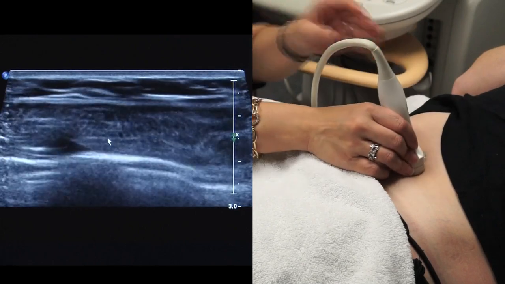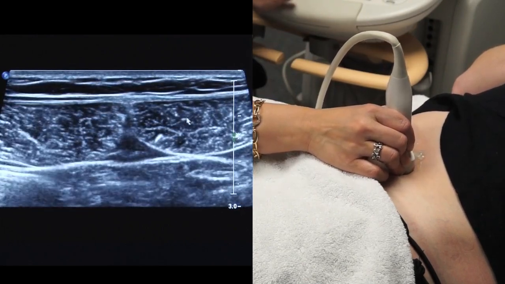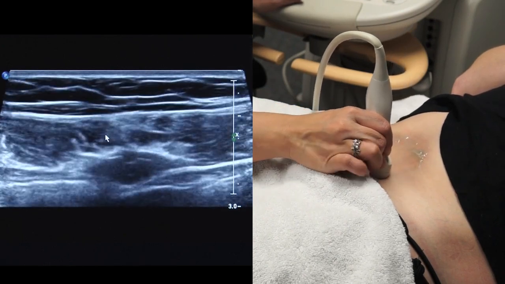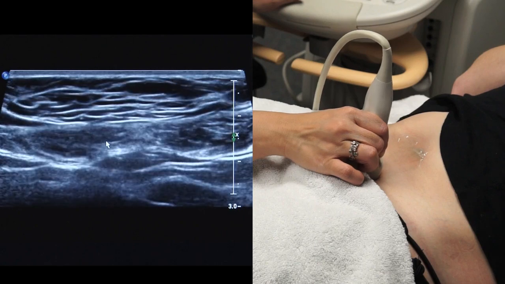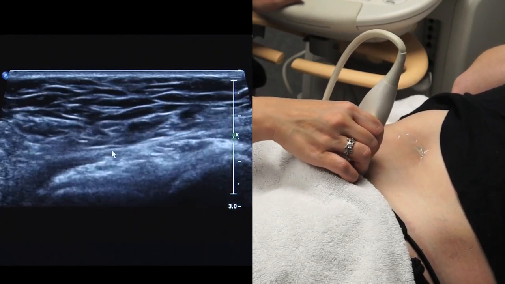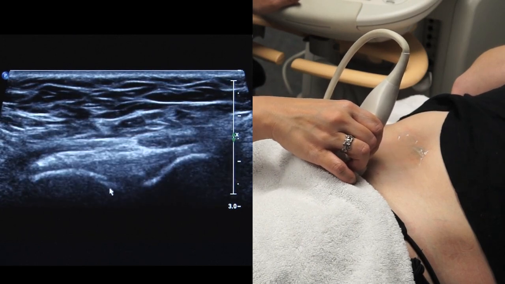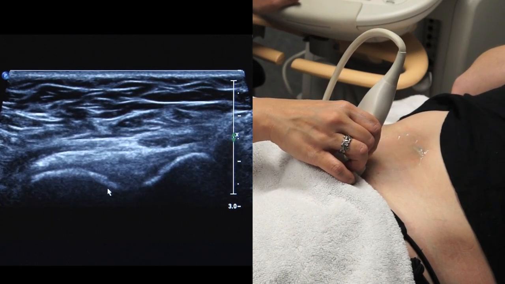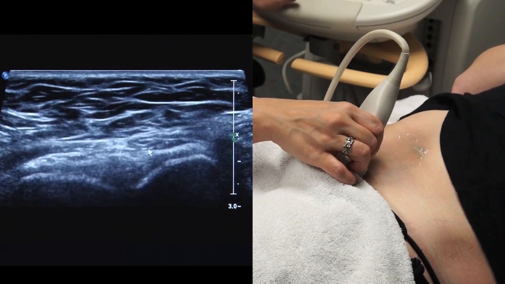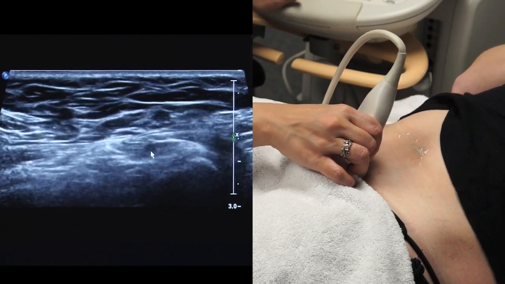Now moving back to a transverse plane. Here are the 2 bellies of the rectus abdominis muscle, and I'm going to slide the transducer distal, following the muscles to their insertion on the pubis. Now here is a transverse view of the pubis and pubic symphysis, which is right here, and you can see portions of the rectus muscle just above that.